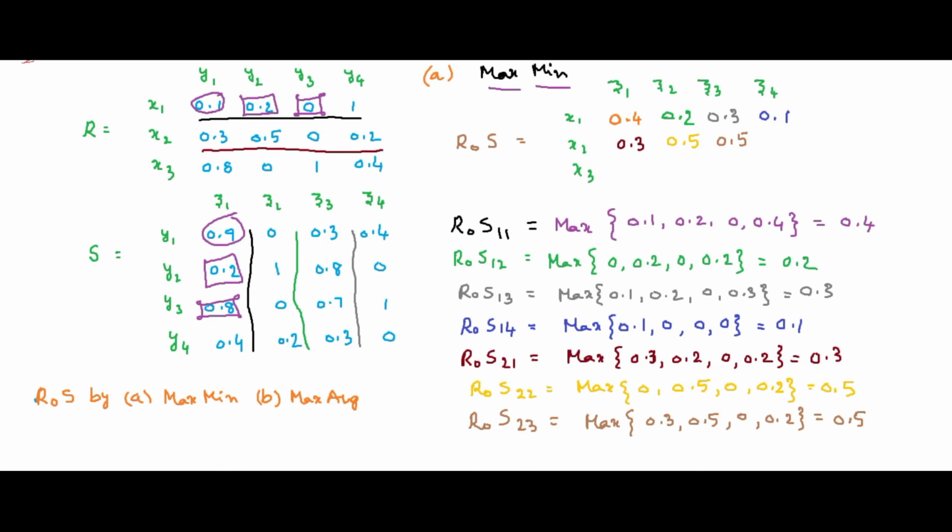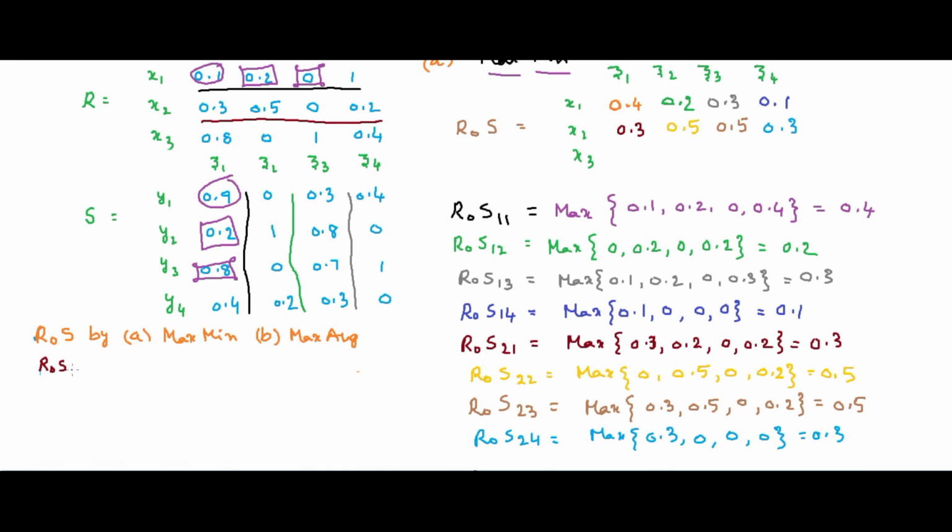And the next one is 2 4, which is equal to maximum of, I mean, I need to find the minimum of 0.3 and 0.4 is 0.3, 0.5 and 0 is 0, 0 and 1 is 0, 0.2 and 0 is 0. So the value is 0.3.